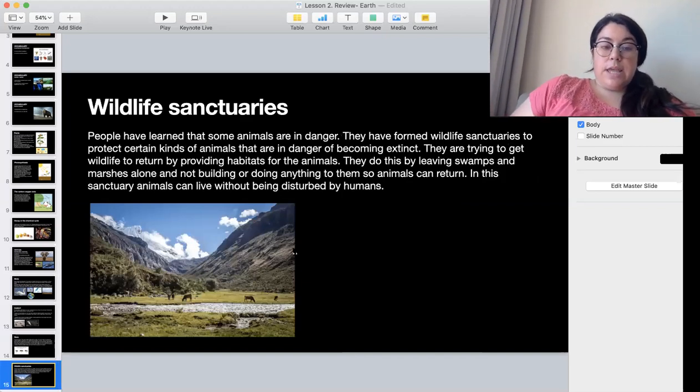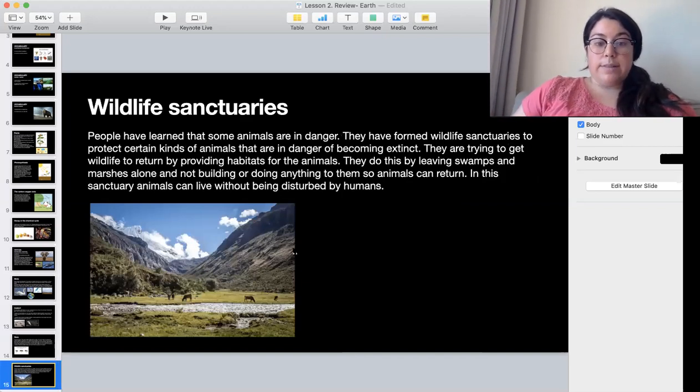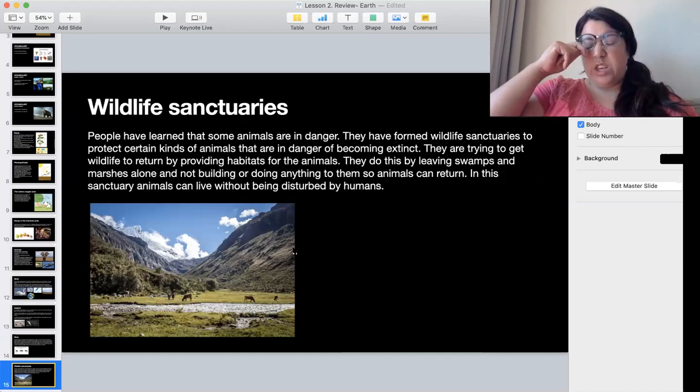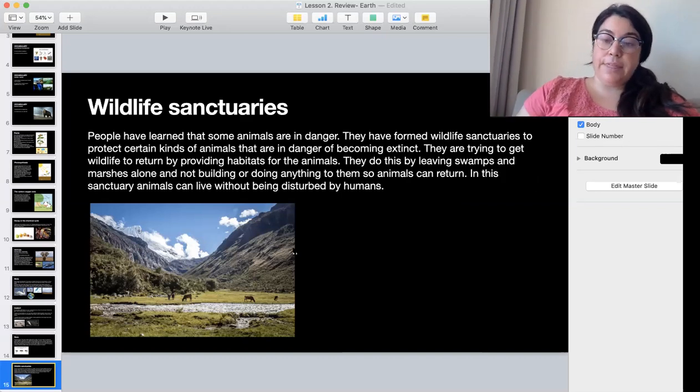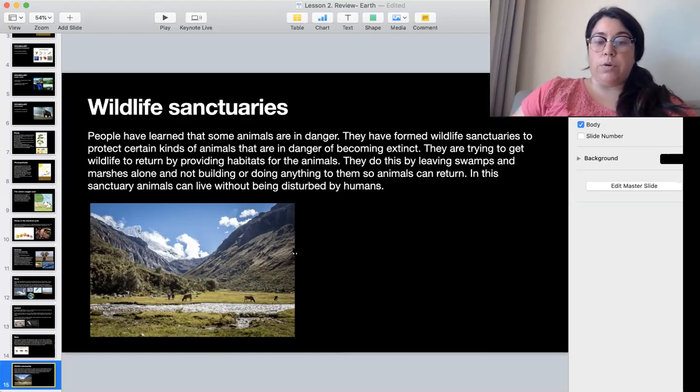And then something else that your lesson mentions is called wildlife sanctuaries. People have learned that some animals are in danger of becoming extinct, usually because of what people do, because we are building a lot of buildings and not giving space for nature. So they're trying to get wildlife to return by providing habitats for the animals, by providing spaces where humans are not allowed and they can't build things. So all of those places, swamps and marshes, have to be left alone. The people are not allowed to farm there, they are not allowed to build or do anything.